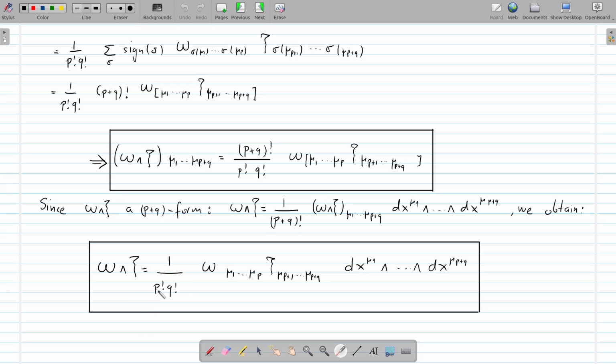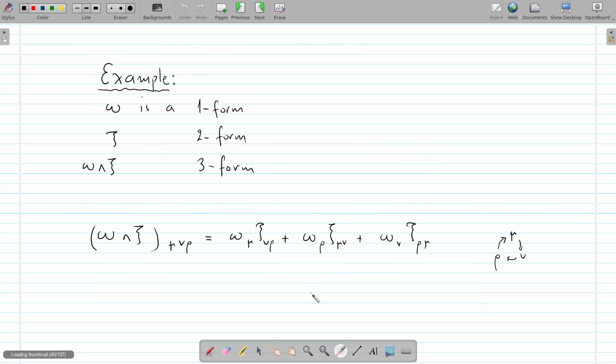So we have this p factorial and q factorial coming from the p form omega and q form xi. Let's see some examples. Let's consider omega and xi. Omega is a 1 form, xi is a 2 form, and the wedge product will be a 3 form.